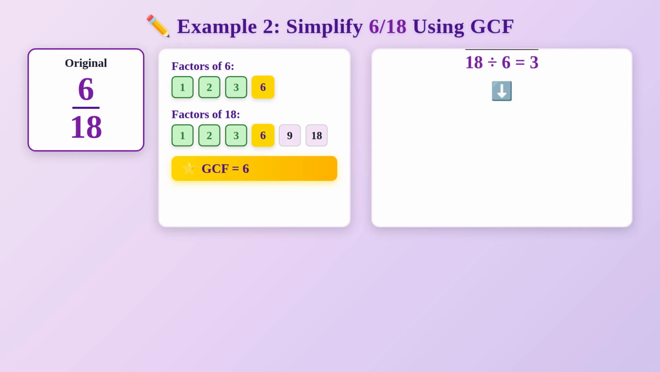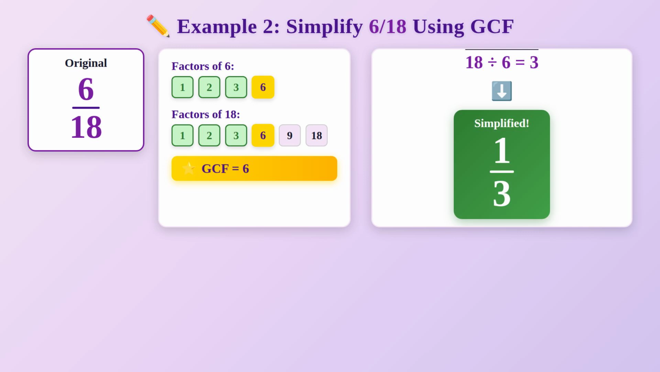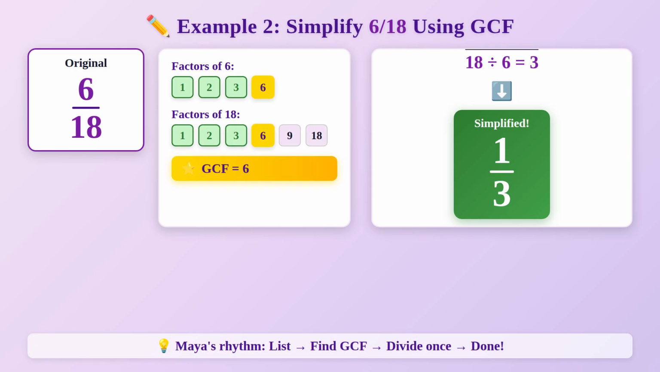Common factors are 1, 2, 3, and 6. The greatest is 6, so GCF equals 6. Now divide. 6 divided by 6 equals 1, and 18 divided by 6 equals 3. So 6 over 18 simplifies all the way down to 1 over 3. Nice and clean.